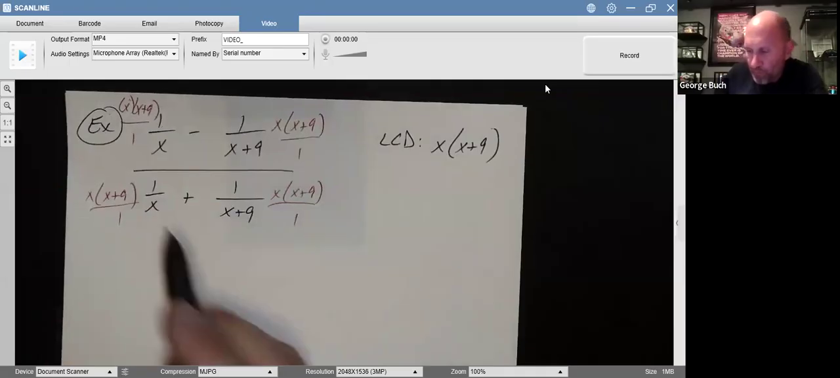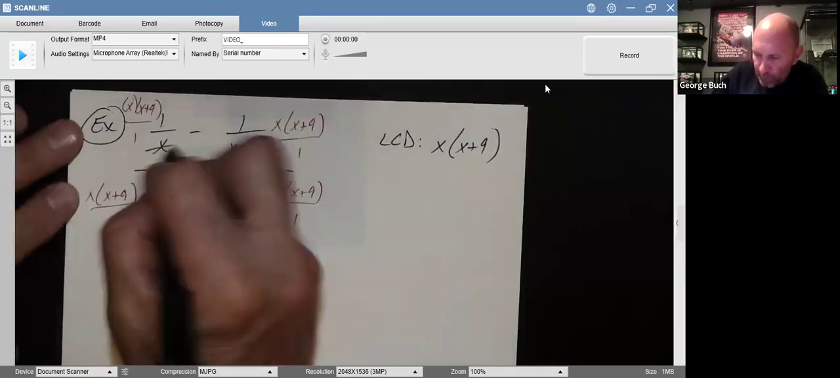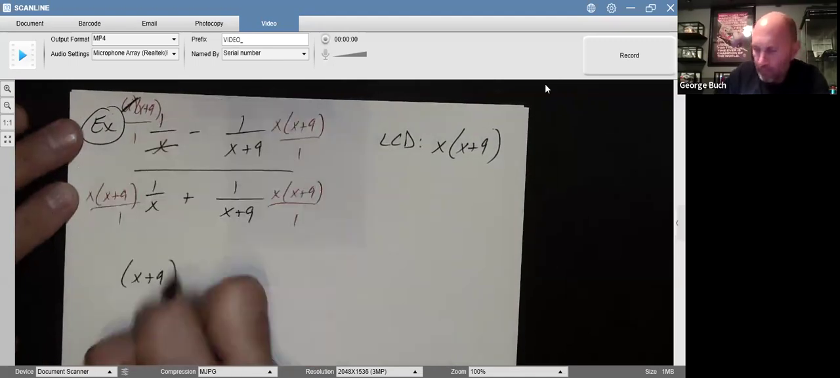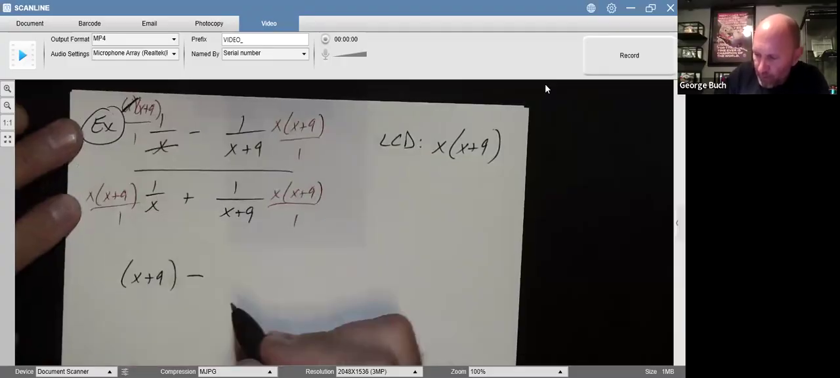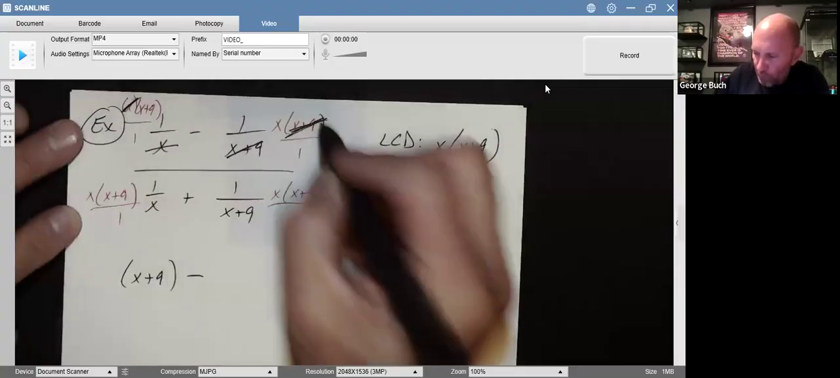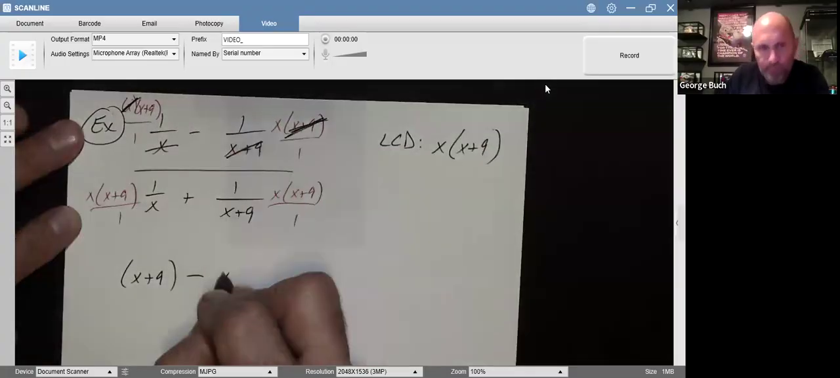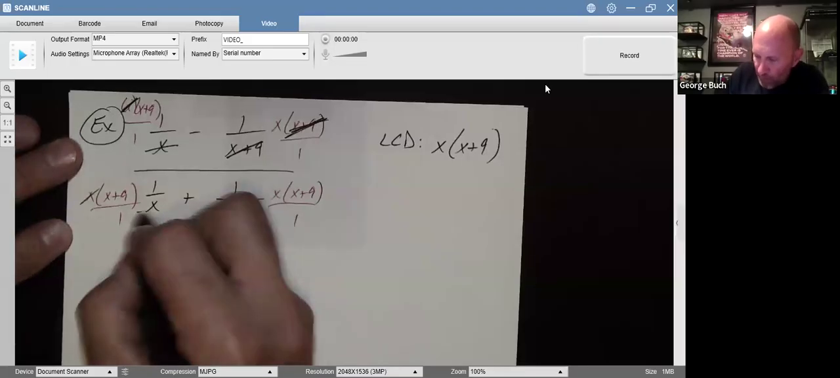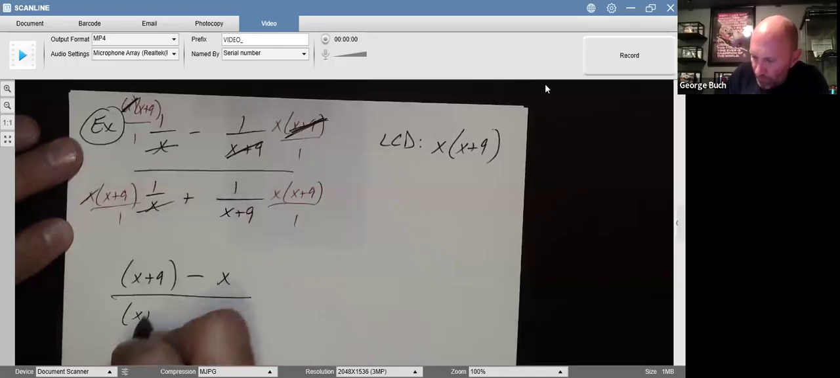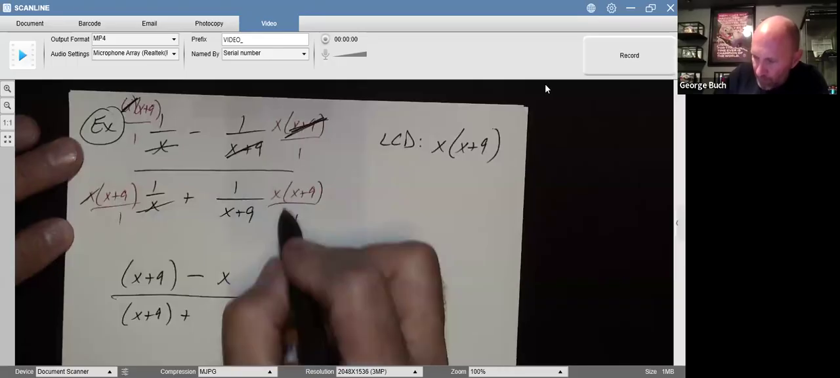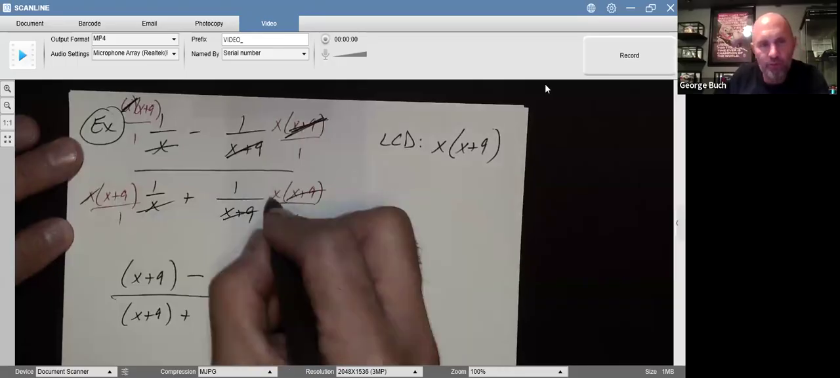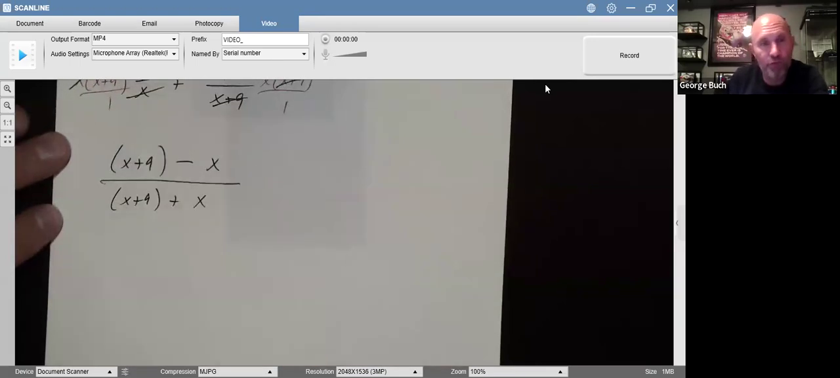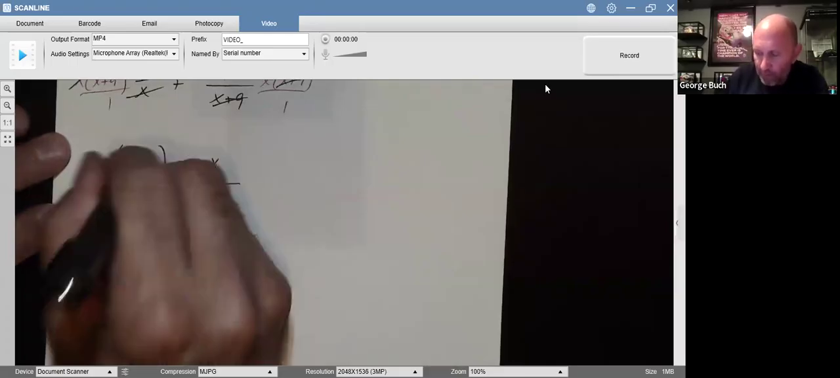So from this first term, this x cancels with this x up here, so I'm left with 1 times x plus 9, minus, here the x plus 9's cancel, so I'm left with 1 times x, which is just x. Here, again, the x's cancel, so I have 1 times x plus 9, plus the x plus 9's cancel, 1 times x is x. So can I cancel the x plus 9 and cancel the x's? No, I cannot. I have to do what? Get rid of the parentheses and combine like terms.